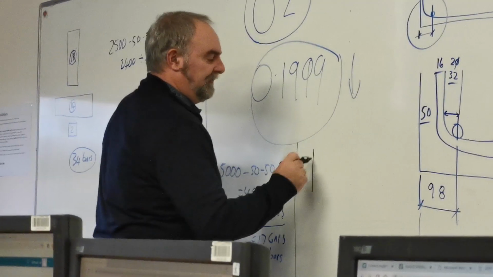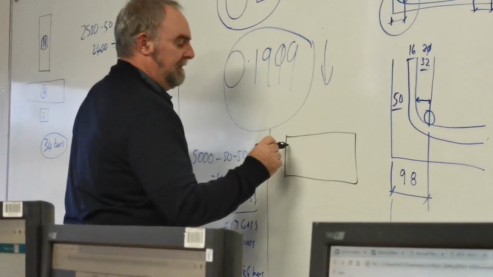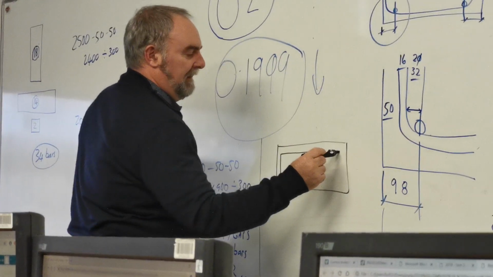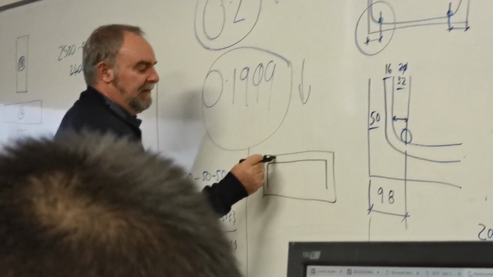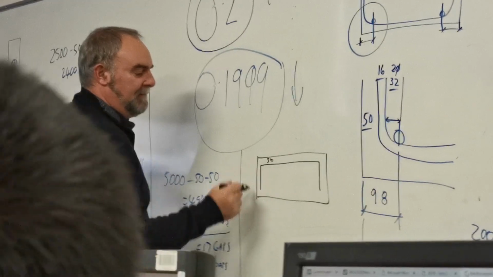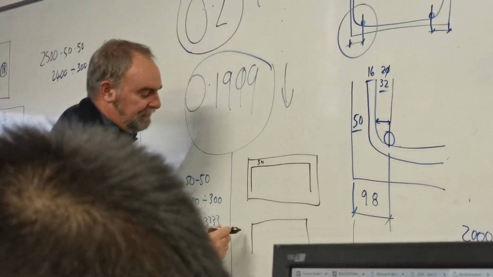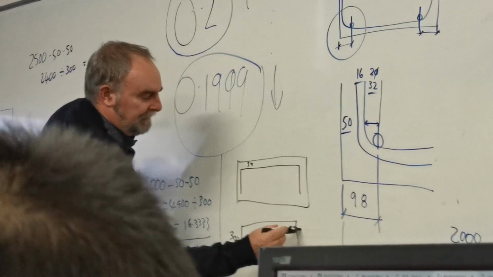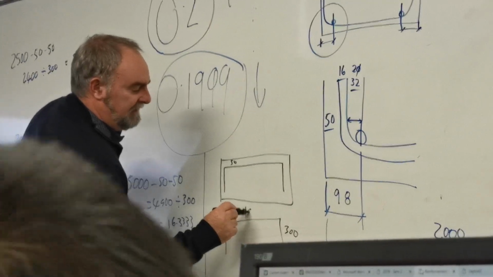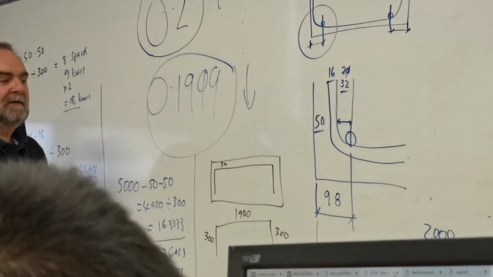So the bar goes from here to here. It looks like that. If we've got 50 there and 50 down the bottom, the bar is going to be 300, 300, and 1900. So let's go over here and do a sketch of that.